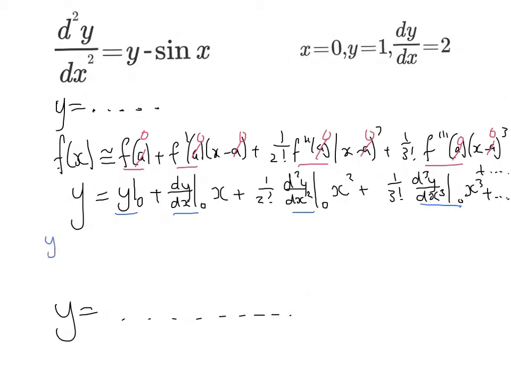Okay, y at the point naught. Well, that just means when x is 0, what is y? But I've been told that. I've been told that when x is 0, y is 1. Okay, that wasn't hard. Y is 1.